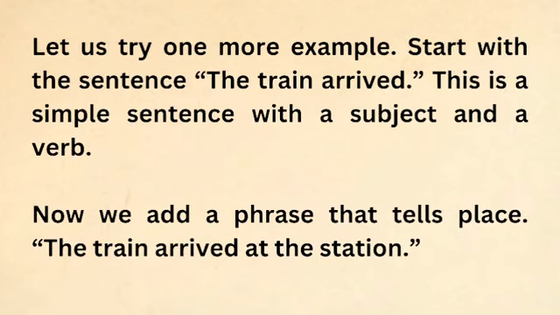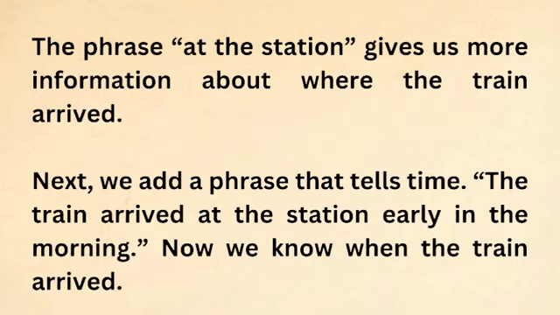Let us try one more example. Start with the sentence, the train arrived. This is a simple sentence with a subject and a verb. Now we add a phrase that tells place. The train arrived at the station. The phrase, at the station, gives us more information about where the train arrived.